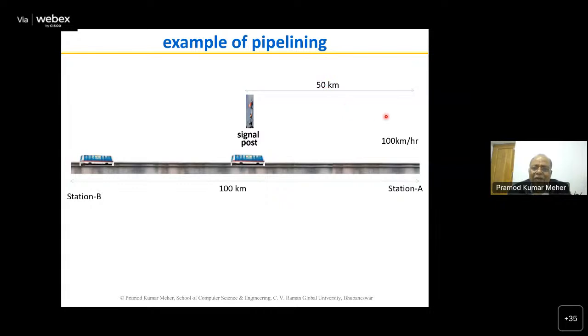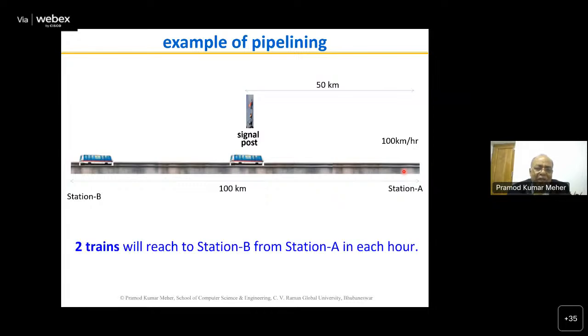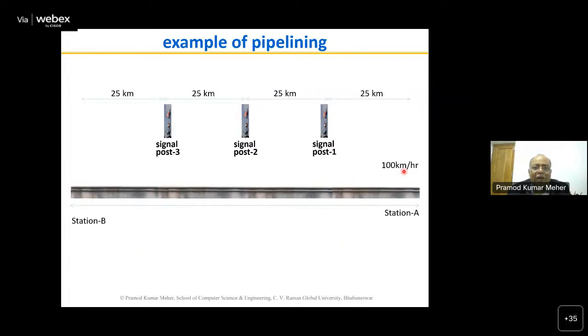So in which interval of time will a new train start? The distance is 50 kilometers, and they are running at 100 kilometers per hour. So after every half an hour, you can start a new train. So every half an hour, one train will reach from station A to station B. So without having another railway line, you are able to deliver the same number of passengers in half the time, in a two-stage pipeline system.